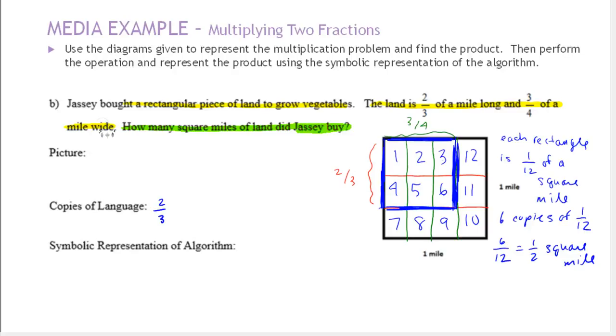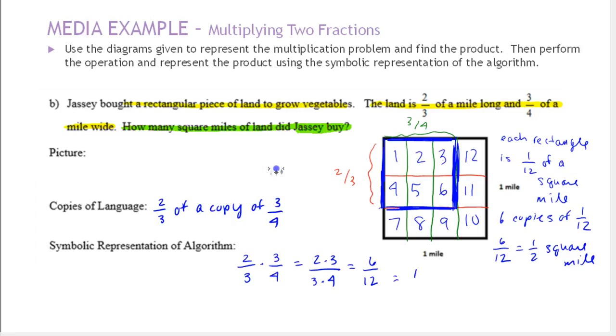So we'll just use 2/3 of a copy of 3/4. Okay. So that means we are going to multiply 2/3 times 3/4. Multiply the numerators, multiply the denominators. If you want, you can simplify here. I'll just multiply across. So 6 out of 12, which is how we got this, which simplifies to 1/2 of a square mile, which correlates with our result from before.